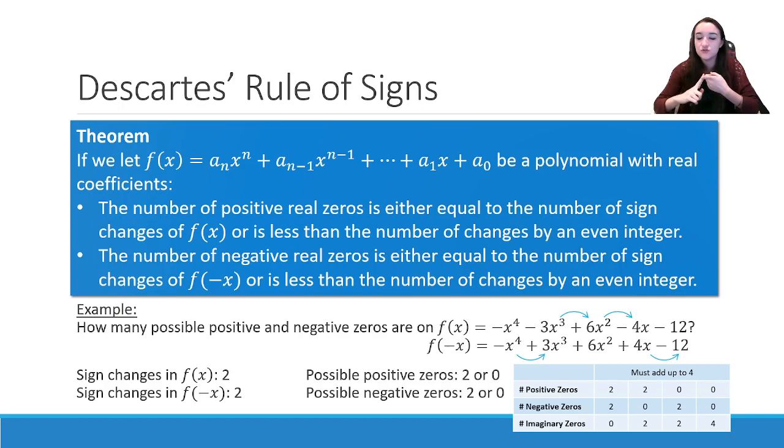So either we have 2 positives and 2 negatives and no imaginary zeros. We get 2 positives, no negatives, and 2 imaginary zeros. We get no positives, 2 negatives, and 2 imaginary zeros. Or finally, we have no positive and no negative, but 4 imaginary zeros. Those are all possible options that we could have. Now you'd have to go through, you can do your rational root theorem, synthetic division, etc., to actually factor this and see which of these is correct.